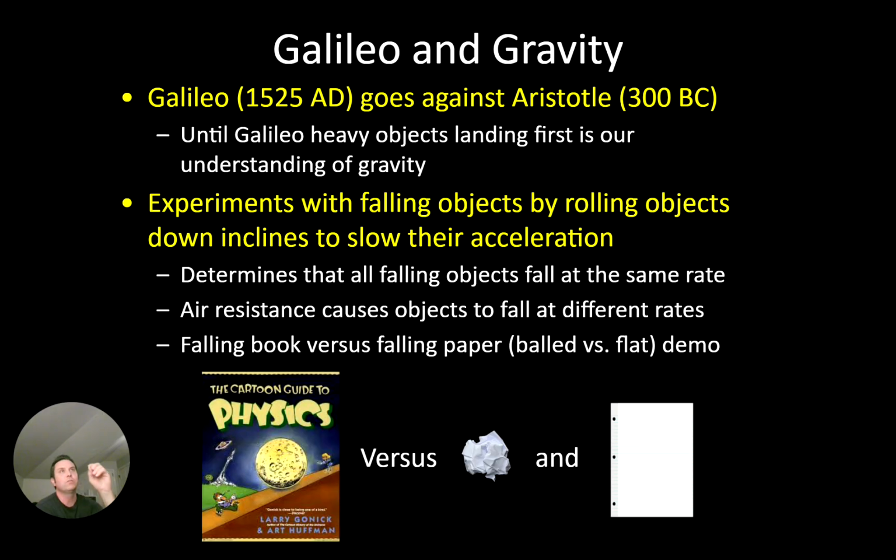So he rolled different sized spheres down hills and started to notice that they all accelerated at the same rate. Didn't matter if it was small, little. He realized air resistance was causing them to fall differently. So if I take the book and put the piece of paper on top of the book, then I can block the air from the piece of paper. And if Aristotle's right, the book falls faster and the paper falls less fast and they separate.